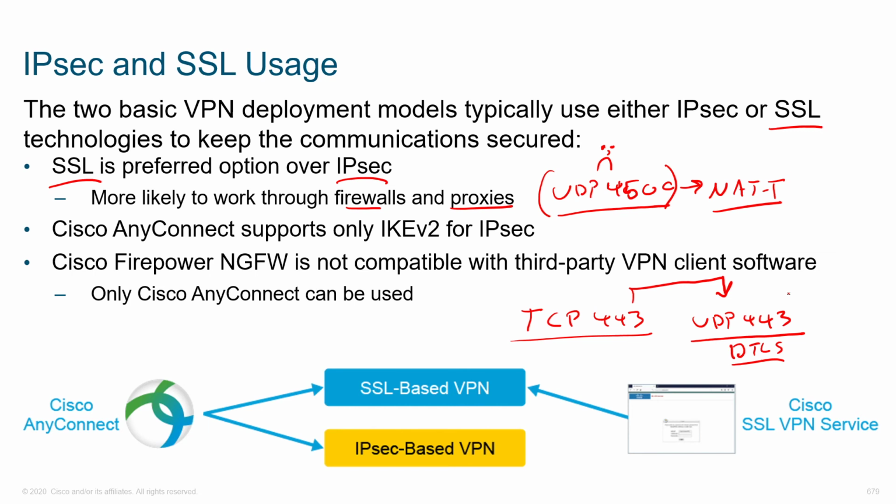But if we start encapsulating in UDP 443 and we sense that we're not getting any type of acknowledgement, any type of data back, we'll fall back to using TCP. This is called DTLS fallback. And we do this because UDP 443 may not always be allowed, just like UDP 4500 may not always be allowed.